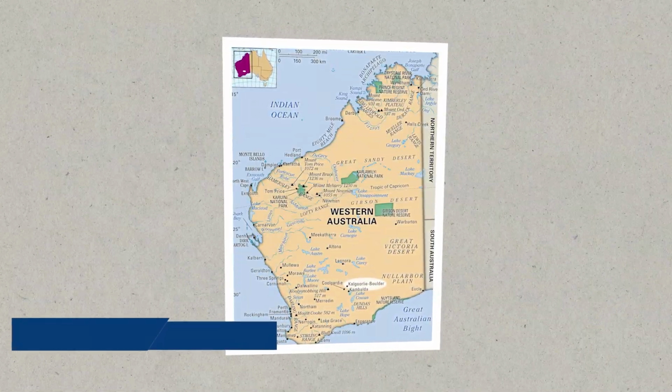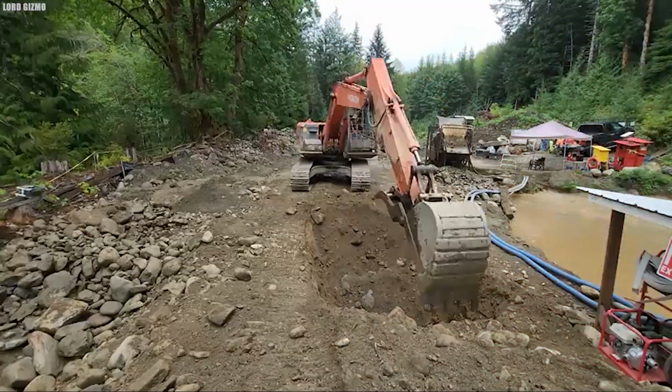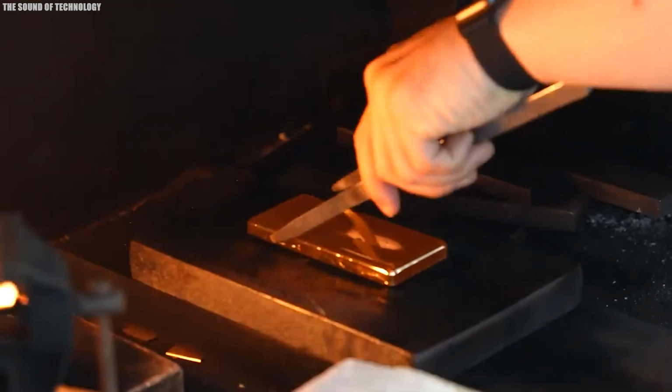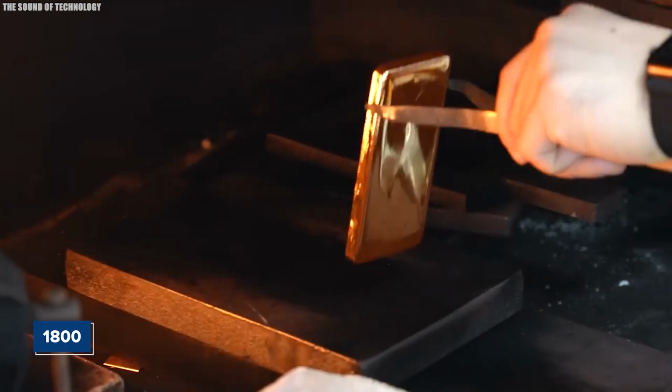Following closely is Kalgoorlie in Australia. It is home to the Super Pit, one of the world's largest open-pit mines. It has been a significant source of gold since the late 1800s.